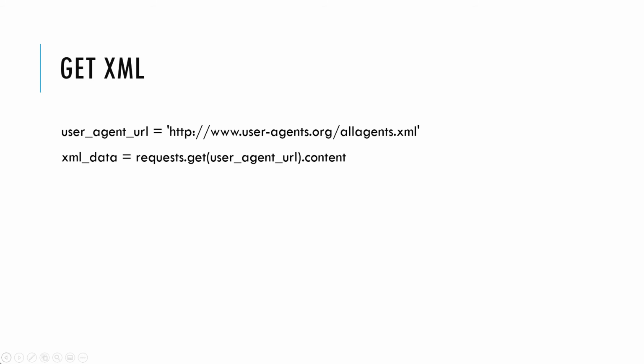In the next step, as you can see, we are defining a variable. We call that user agent URL, and I just put the URL. Then I send a request to get data from that URL, and I store the request content in my XML data variable.